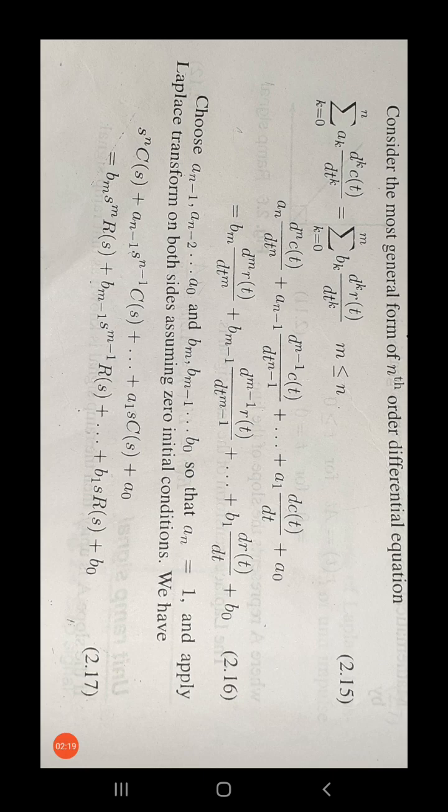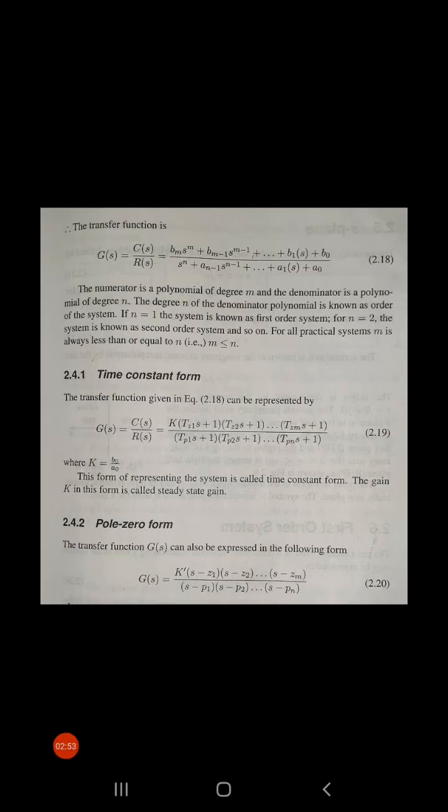If a n equals 1, then after applying the Laplace transform on both sides of equation 2.16 assuming zero initial condition, the equation is like this, which I have expressed in equation 2.17. So the transfer function is G(s) equal to C(s) by R(s), and this is given by equation 2.18.